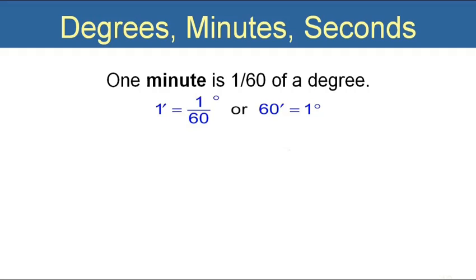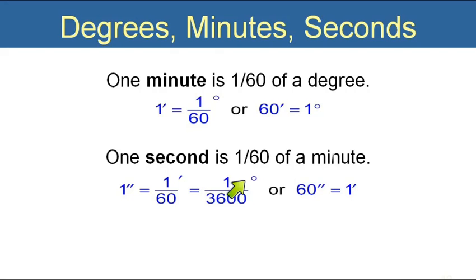Now let's talk about degrees, minutes, and seconds. 1 minute is 1/60th of a degree. So we could say this is the symbol for minute. It looks like an apostrophe or a single quote. So 1 minute is 1/60th of a degree, or we could say 60 minutes equals 1 degree. It's just like time. If you think of degrees as hours, then a minute relates to an hour the same way a minute relates to a degree.